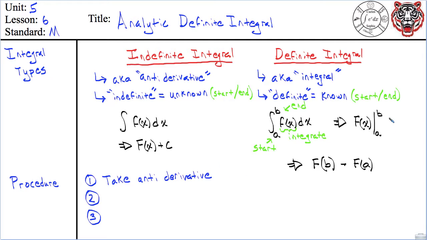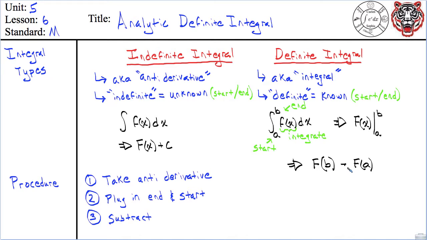So we need to plug in start/end. So plug in, I'm going to say end and start, not start and end, because it's the end first and then the start. And then finally subtract. And you will get a number. This will not be a function that you're evaluating. This is probably some number like 32. That would be your answer for the definite integral.